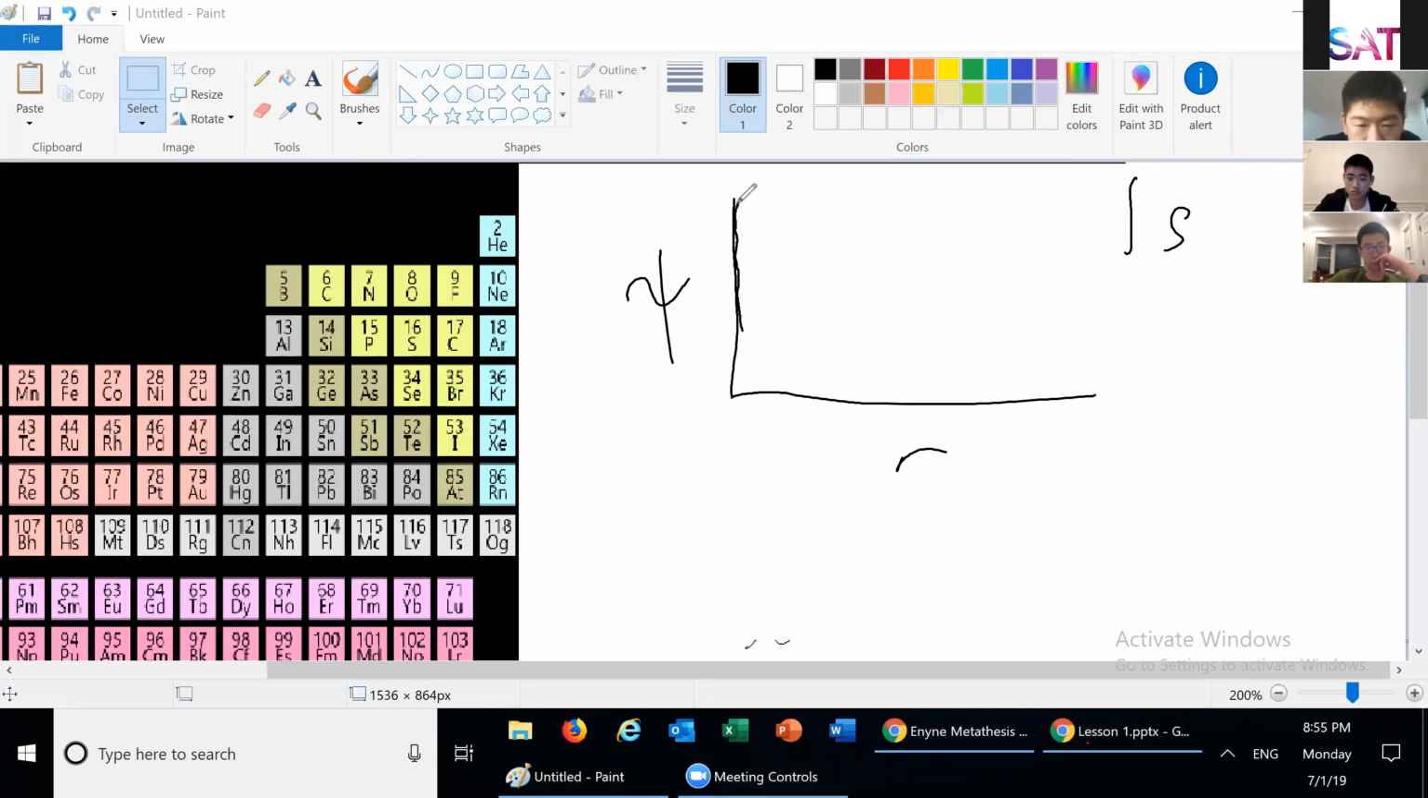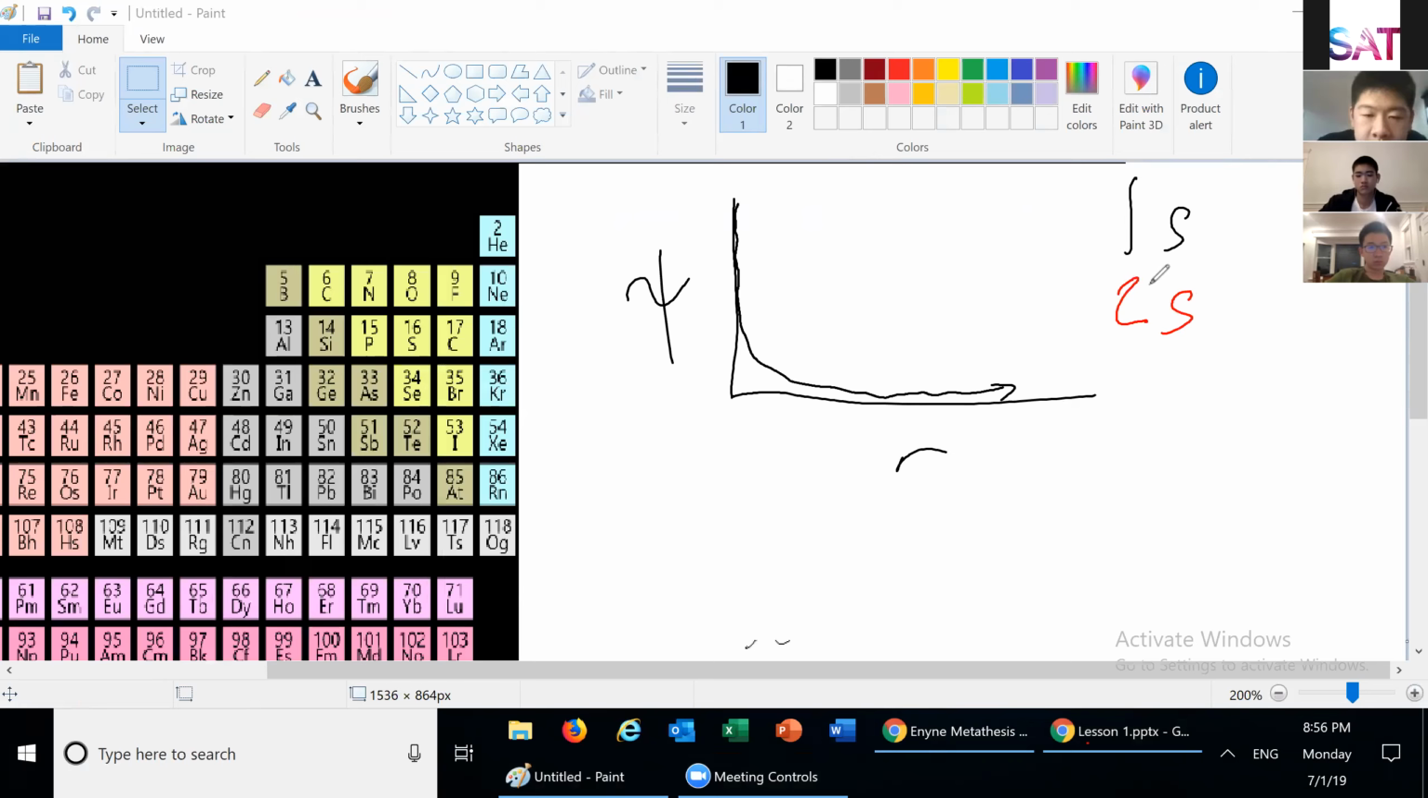For a 1s orbital, we have something that looks like this. As you can see, there's no region where the electron density is 0. So the 1s orbital has 0 nodes. n minus 1 is 0, so 0 nodes. Let's use a different color now. Let's look at the 2s orbital.